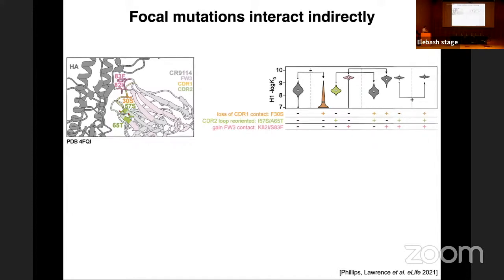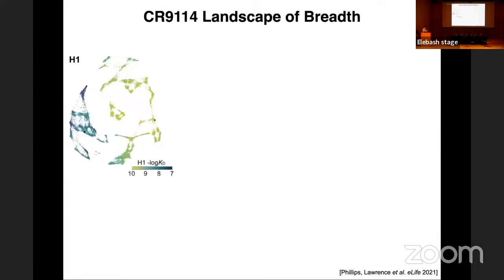And then in the presence of this additional contact, as well as this reoriented loop, now this mutation, which initially reduced the binding, actually increases the binding. So you have this sort of complicated five-way interaction that's both creating new contacts, reorienting the whole loop, and sort of rejiggering this contact.